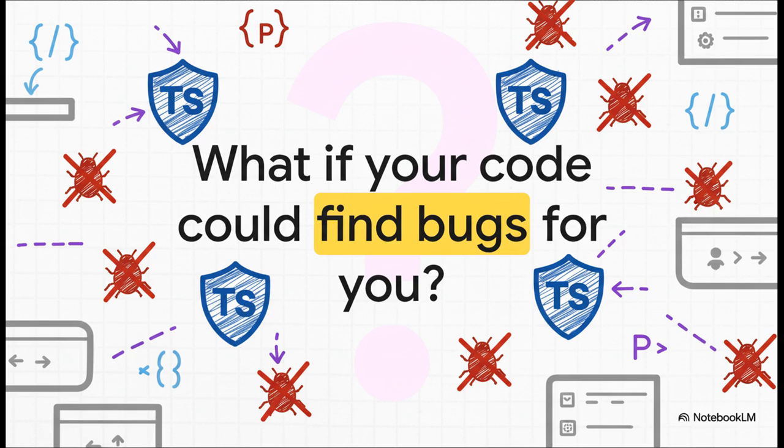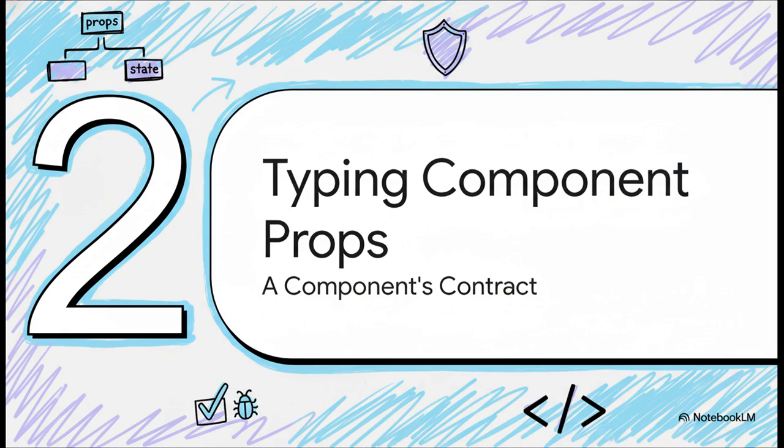What if your code editor could act like a helpful co-pilot, tapping you on the shoulder the very instant you make a mistake? That's exactly what TypeScript is. It's not about making things more complicated. It's about giving yourself a safety net that catches all those common, annoying errors automatically. All right, let's start building.